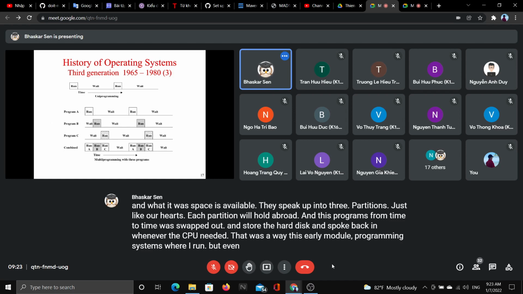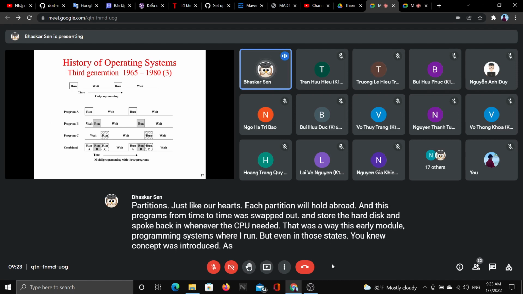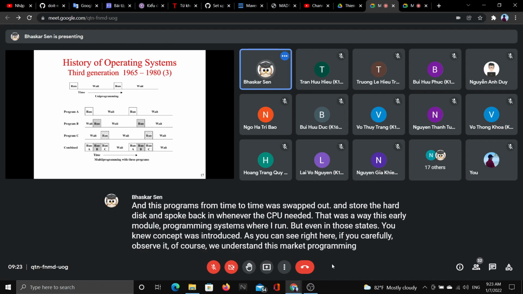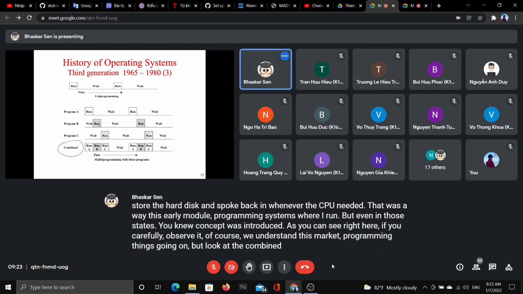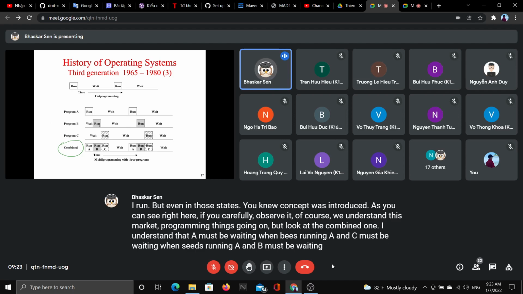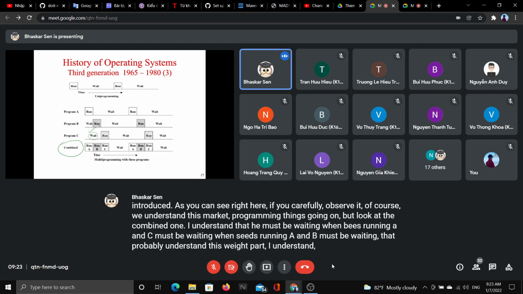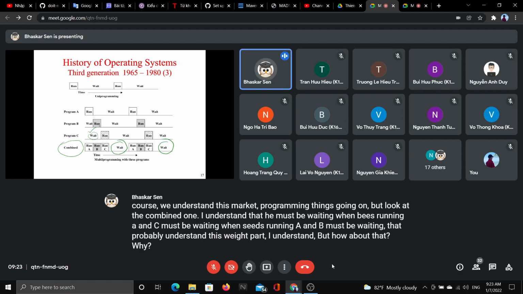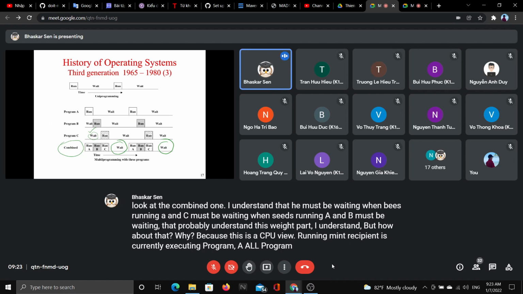But even in those days, a new concept was introduced. As you can see right here, if you carefully observe it, of course we understand these multi-programming things going on, but look at the combined one. I understand that A must be waiting when B is running, and A and C must be waiting when B is running; when C is running, A and B must be waiting. That wait part I understand. But how about that? Why? Because this is a CPU view. Running means the CPU is currently executing program A or program B or program C.